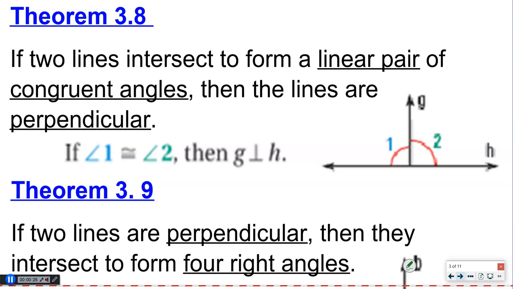Theorem 3.8. If two lines intersect to form a linear pair of congruent angles, then the lines are perpendicular. So we have two lines that intersect to form a linear pair of congruent angles. So here's our linear pair. We have two congruent angles, 1 and 2. Then we know the lines are perpendicular, because if they're congruent, they both have to be 90 degrees. Because they're a linear pair, that's supplementary. 180 divided by 2, 90 degrees. So if angle 1 is congruent to angle 2, then G is perpendicular to H.